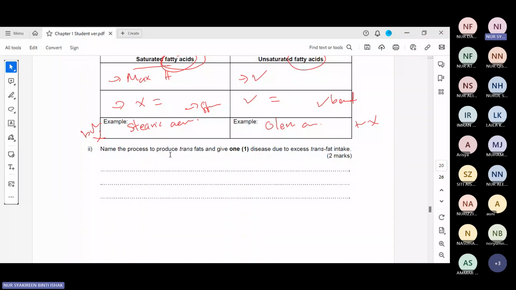So name the process to produce trans fat and give one disease. The process is hydrogenation, one mark. The disease can be atherosclerosis, cardiovascular disease, obesity, heart attack, stroke, high blood pressure. So all those diseases are contributed to by consumption of food that has trans fat.